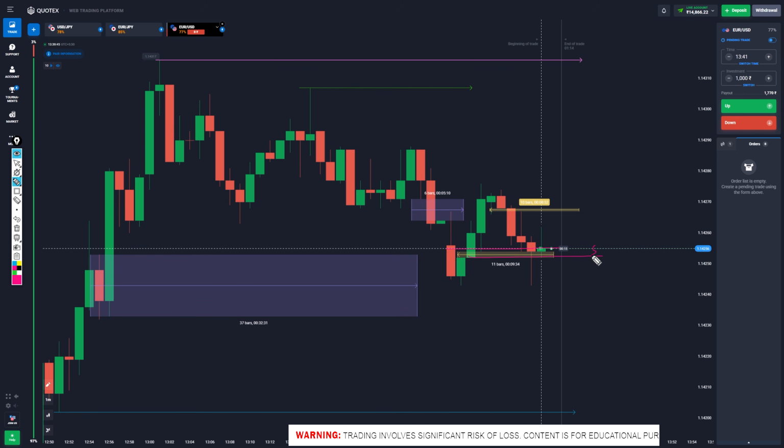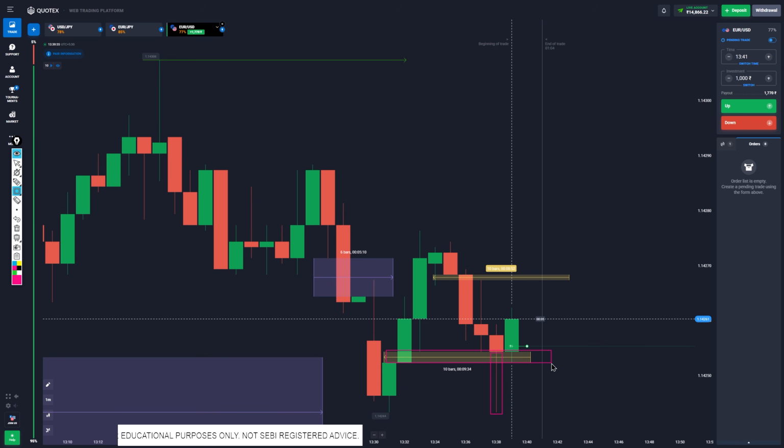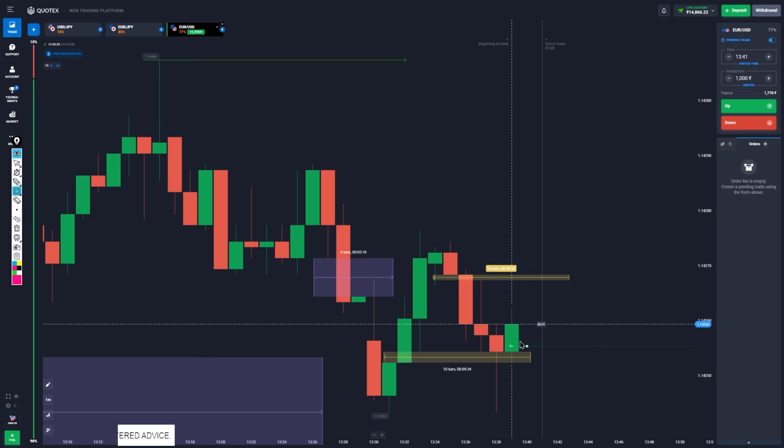So this is a stronger gap. The market exactly closed at this gap with a huge rejection. I see this rejection is coming from the order block, and I have a confirmation gap. So I would like to buy here. I buy here. See, it went upside.